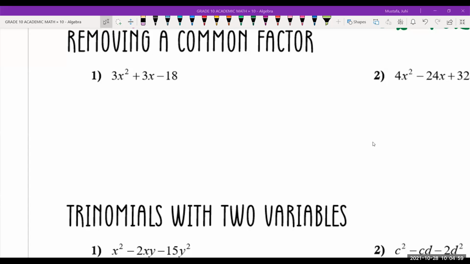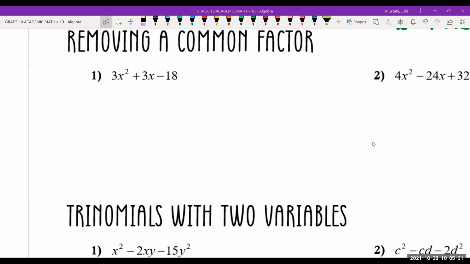Let's take a look at question number 1 in the second section. We have 3x squared plus 3x minus 18. Is this a trinomial? Yes. However, is this a simple trinomial? No. How come? There is a number in front of the x squared, so we run into a problem. We do have a solution for this.